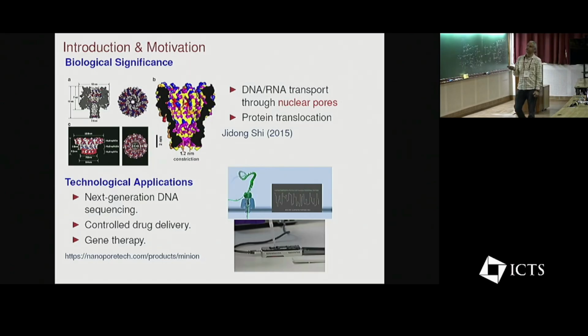Also, polymer translocation has technological applications. For example, this is a commercially available device called the MinION device from Oxford Nanopore. It's a very small device which can be inserted from the USB port, and can be used for doing DNA sequencing.